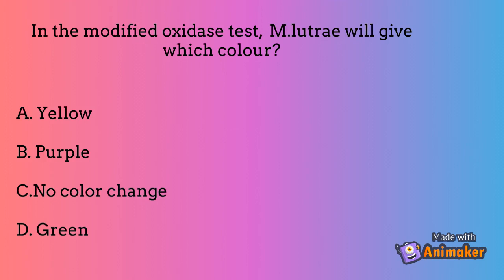In the modified oxidase test, Micrococcus luteus will give which color? A. Yellow, B. Purple, C. No color change, or D. Green. So here the correct answer will be purple. So remember, Micrococcus or Micrococci are oxidase positive. So a positive result will be purple or dark blue sometimes. Purplish bluish color.